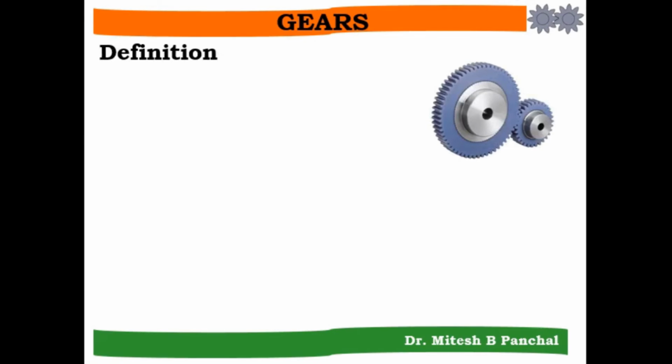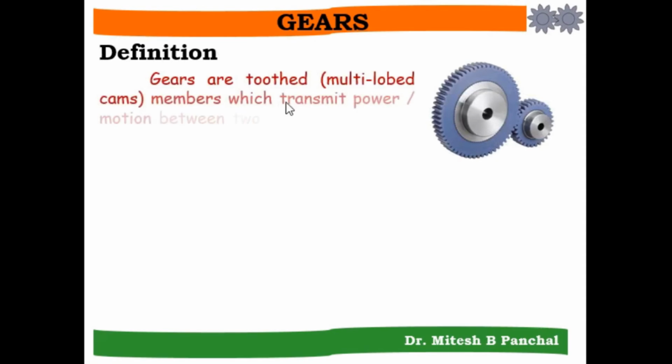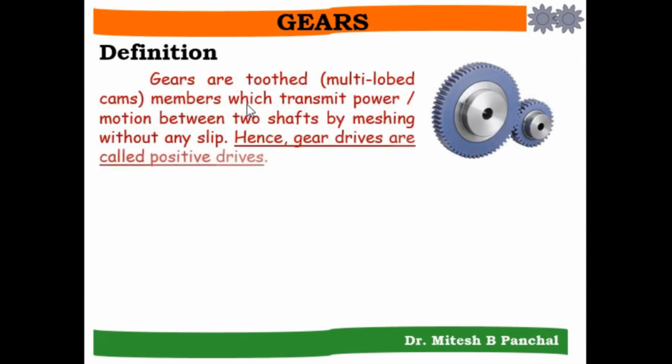Now what is a gear? Gears are toothed members, meaning gears have gear teeth on the lateral surface of the cylindrical block. Gears are toothed members which transmit power or motion between two shafts by meshing without any slip, because the gear drive is a positive drive, so slip is not there. Hence gear drives are called positive drives.